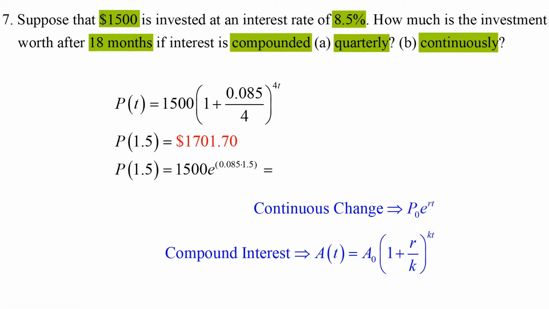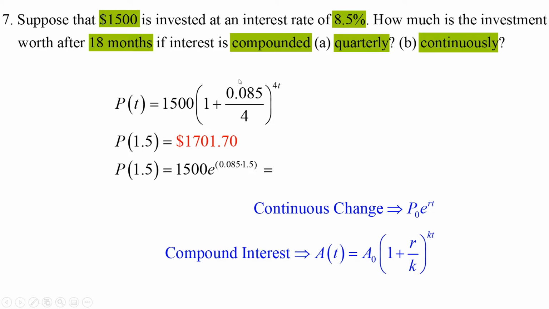1,500 second e to the parenthesis 0.085 times t, which is 1.5. Close that parenthesis. I always look one more time. 1,500 e to the 0.085 times 1.5. I think we have a winner right there.